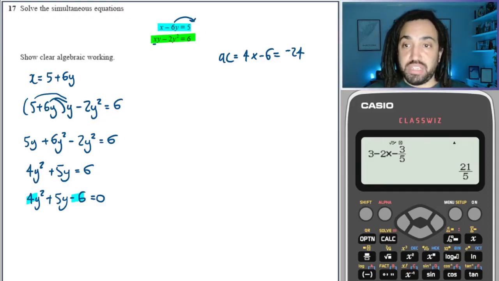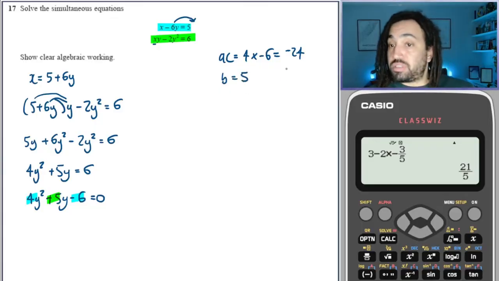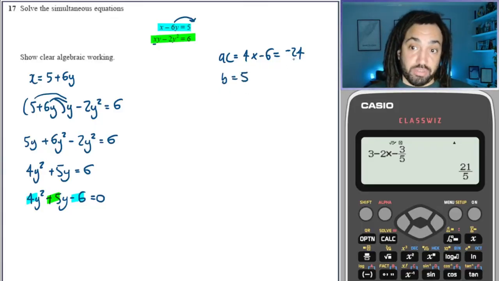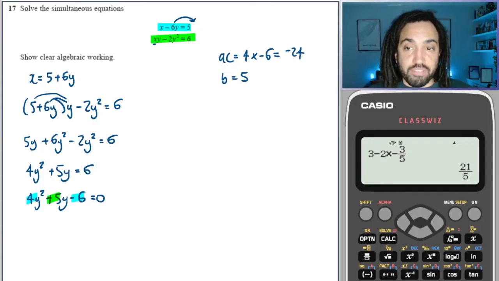And then the b term is the number of y's in this case, and that's equal to 5. So two numbers that multiply together to make minus 24 and add to make 5 are, they must be one negative, one positive, and the positive one must be bigger because they add to make a positive number, so it's 8 and minus 3.